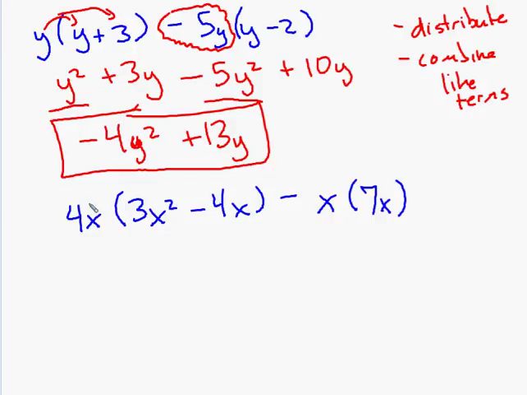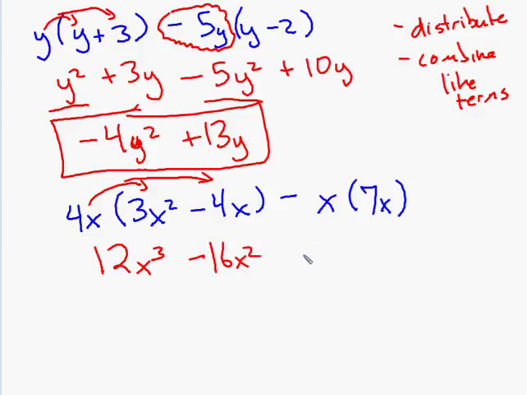I will distribute. What do I get, Rachel? You would get 12x to the third. Why have you done that? You put 14. Good catch. 12x cubed, right? And then continue, Rachel. Minus 16x squared.